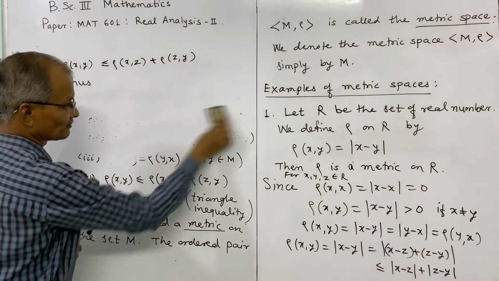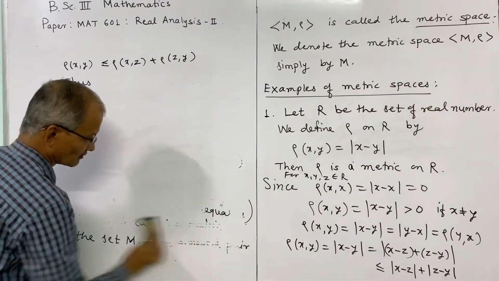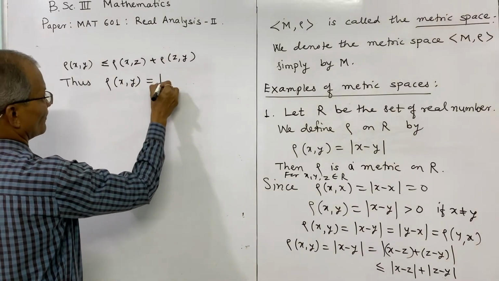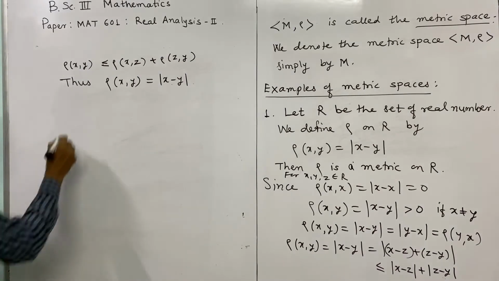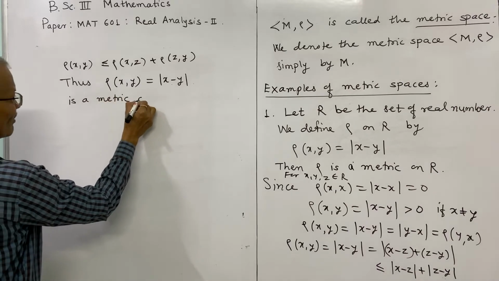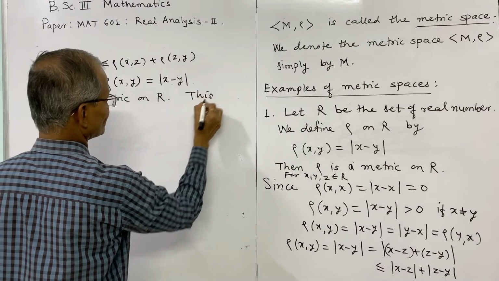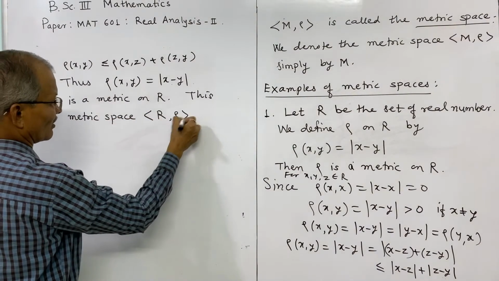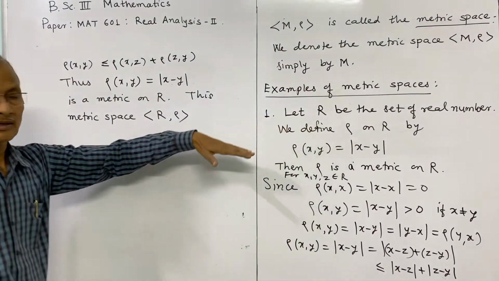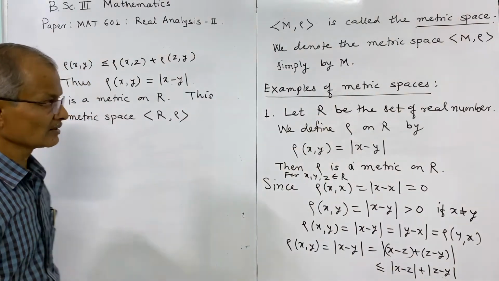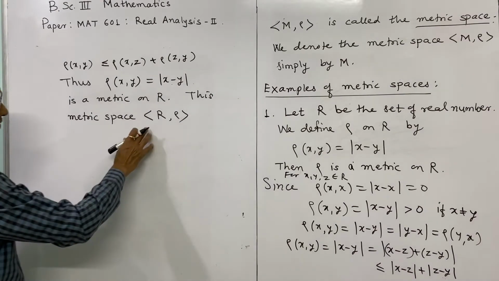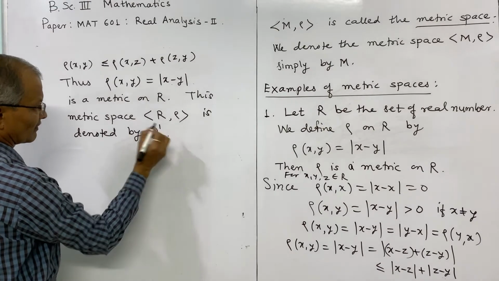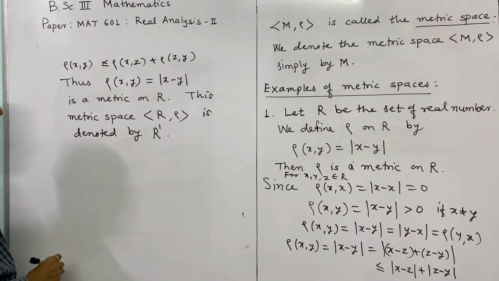And thus this rho of x and y, defined by the absolute value of x minus y, is a metric on R. This metric space R and rho, where the metric space is always denoted M and rho, and M here is the set of real numbers, M is a set and we are considering it here as R. So this metric space R and rho is denoted by R1, and the metric is called the absolute value metric.